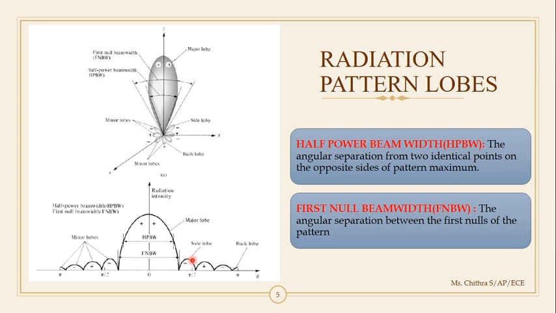So the angular separation between these two nulls or these two zeros is what we call to be the first null beam width. So half power beam width means they are two identical points on the opposite sides of the pattern. So at these 2 points, the power will be 50% of the maximum power, and the angular separation is what we call to be the half power beam width. And first null beam width means the angular separation between the 0 points, the point where the antenna beam reaches 0 at both the sides of the major lobe. That is what we call to be the first null beam width.